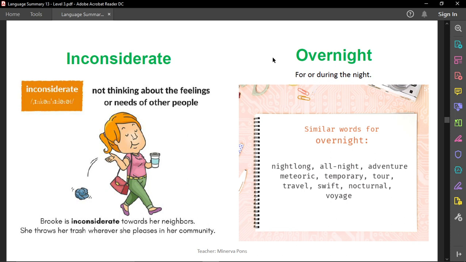Overnight, for or during the night. Similar words for overnight: night long, all night, adventure, temporary, tour, travel, swift, nocturnal, voyage.